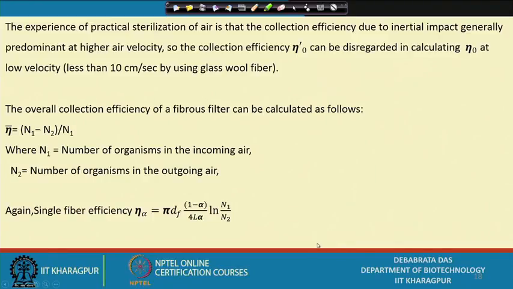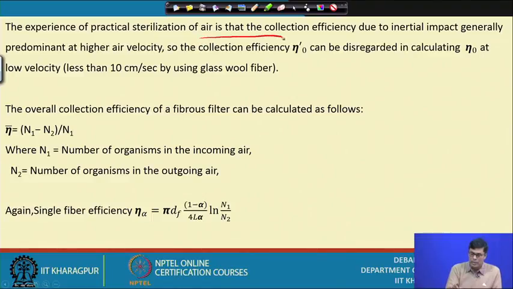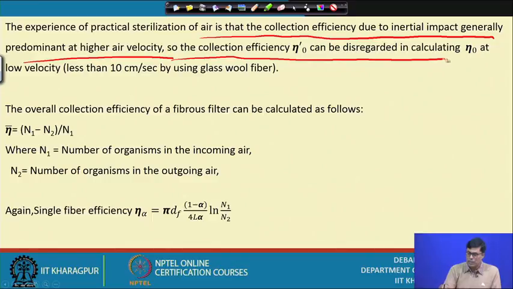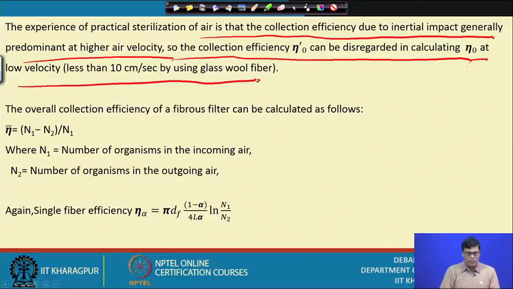Now, the experience of particle sterilization by air is that the collection efficiency due to inertial impaction is generally predominant at higher velocity. So, the collection efficiency eta 0 can be disregarded, and calculated at a low velocity of less than 10 centimeter per second. In the case I showed you, at a higher velocity the particle separated due to inertial impaction is considered. Now, overall collection efficiency is calculated in N1.